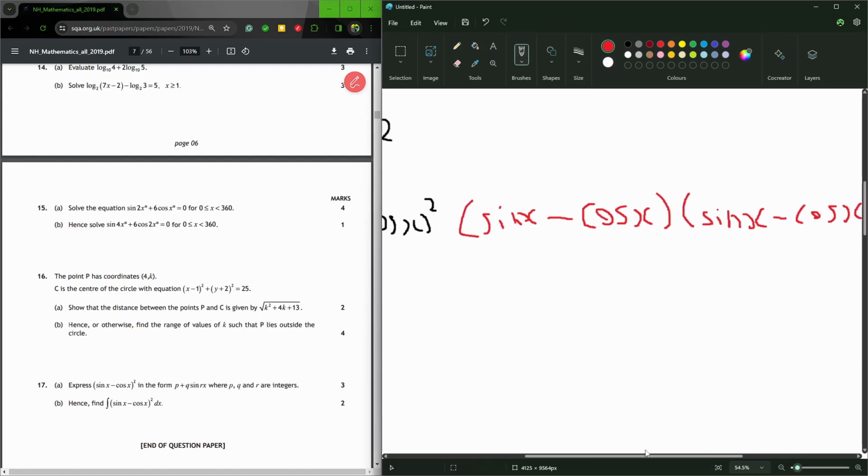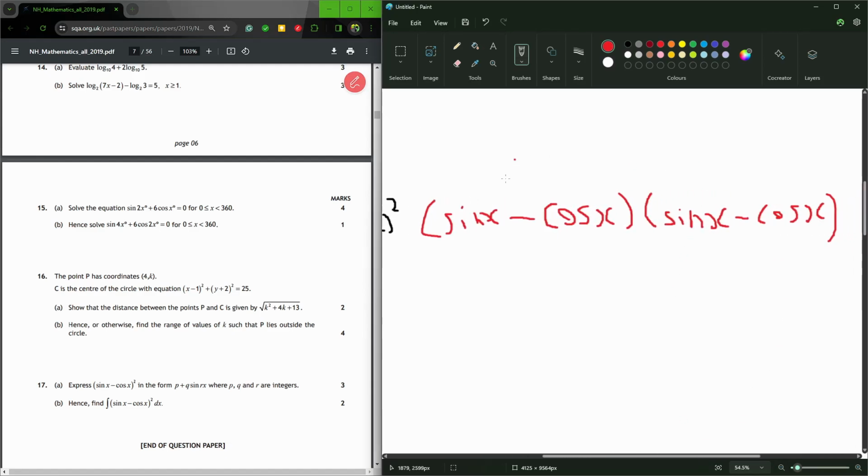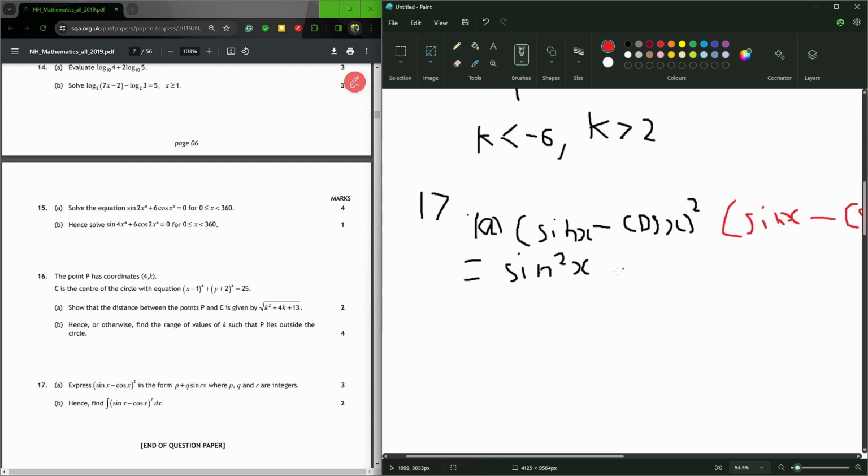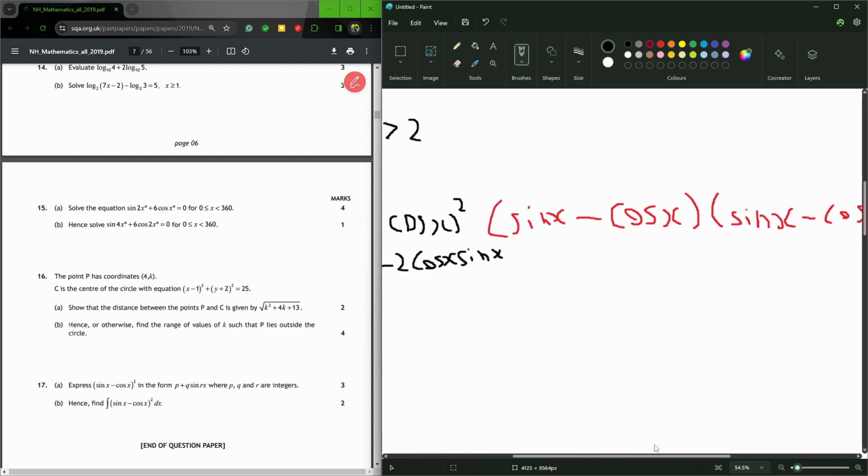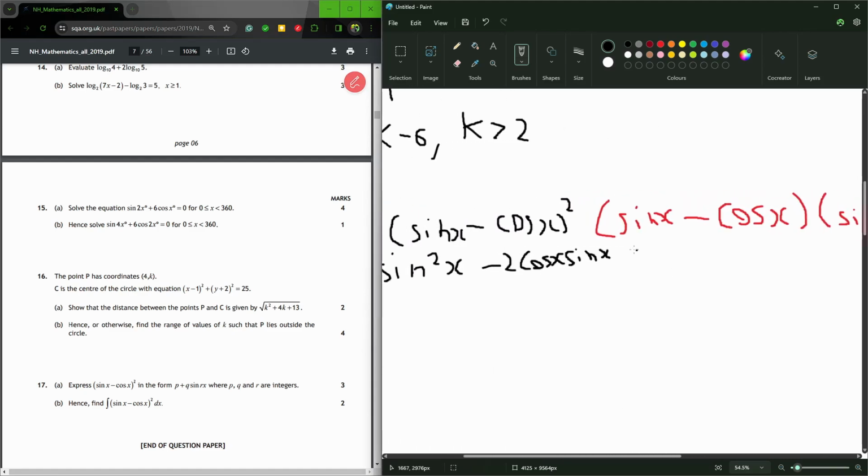So we've done sine x times sine x. Now we're going to do minus cos x times sine x, and we do it twice, because there's 2 ways to do it. So that means you have minus 2 cos x sine x. This looks familiar, doesn't it? We'll come back to that later. And then minus cos x times minus cos x, well, that's just positive cos squared x.